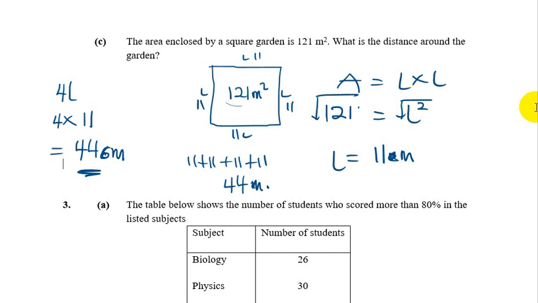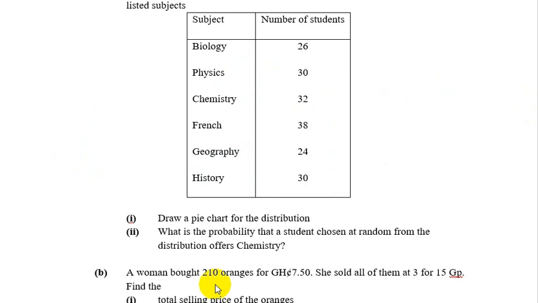Let's move to question 3. Okay, so the next one is a pie chart question. That's question 3A. So we have to draw a pie chart with this information. Now, we know how it's done. Pie chart is so simple that at times I say it's a bonus question because it's very, very straightforward. If you know what you are doing, you are getting it right.